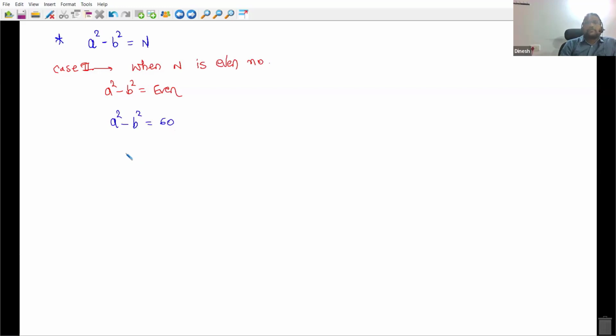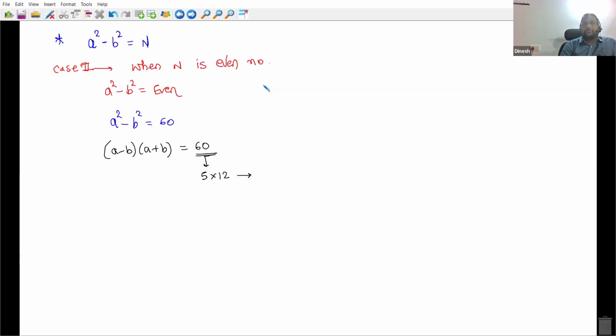Okay. The first step is the factorization, everyone. (a minus b) into (a plus b) is equal to 60. This 60, we can write as 1 into 60, everyone, and so on. There are lots of pairs. If I write 60 as 5 into 12, can someone tell me what will happen?